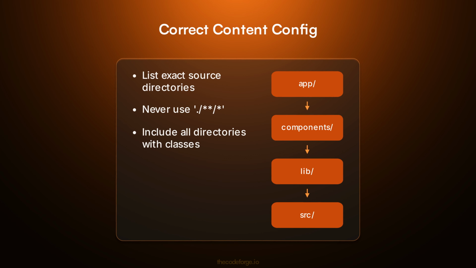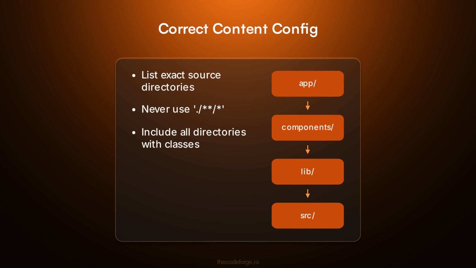The correct content config lists every directory that contains Tailwind class usage. Standard setup includes app, components, lib, and any additional source directories. Each path is a glob pattern matching the files in that directory.